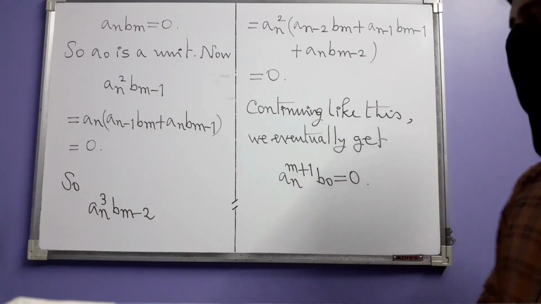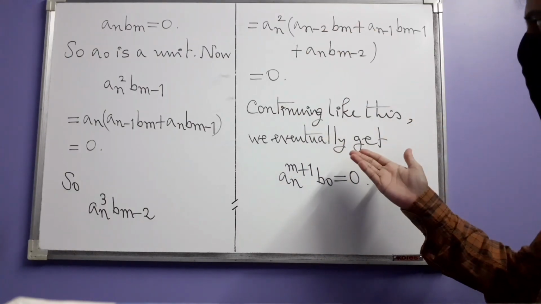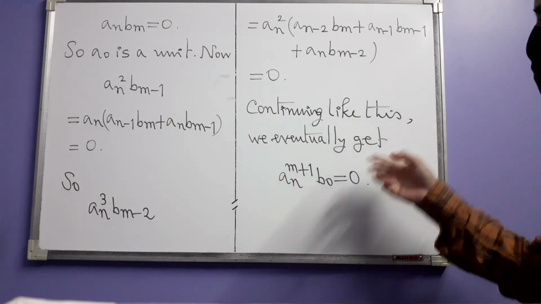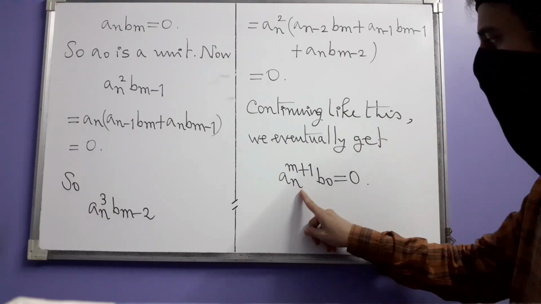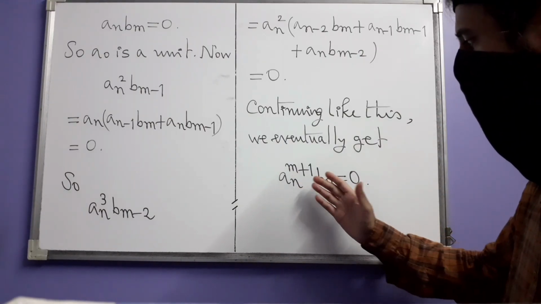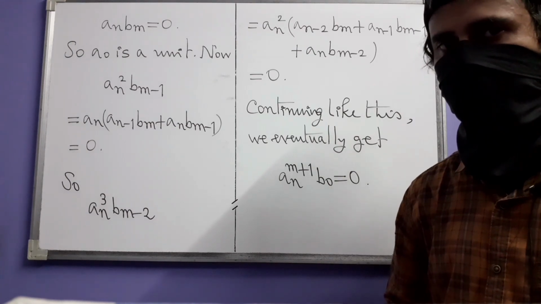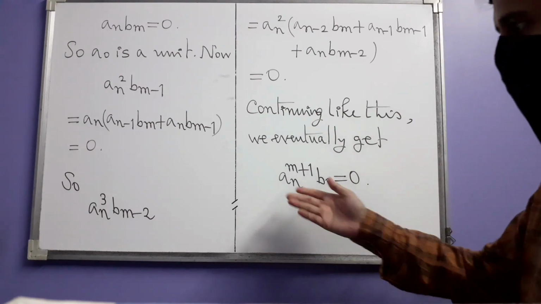And we then next write, continuing the calculations in this pattern, we eventually get this: a_n to the power n plus 1 times b naught is equal to 0. How does it follow the pattern?